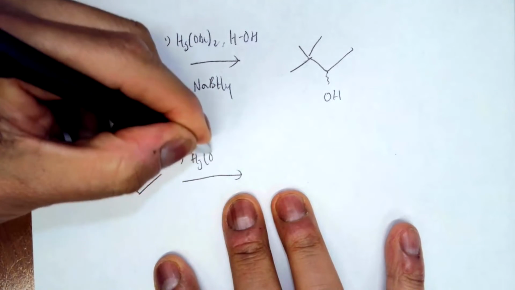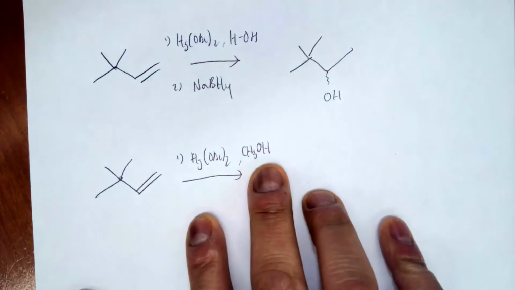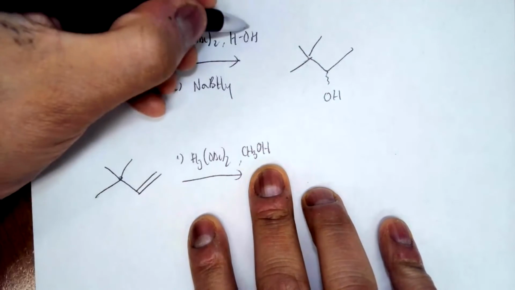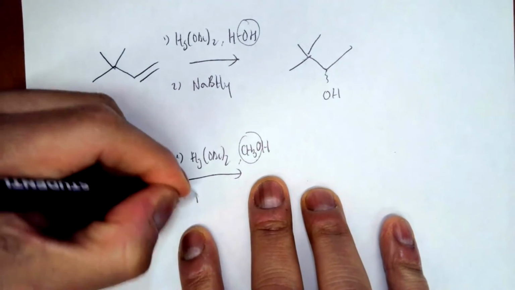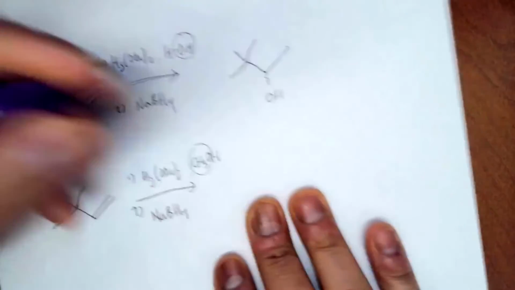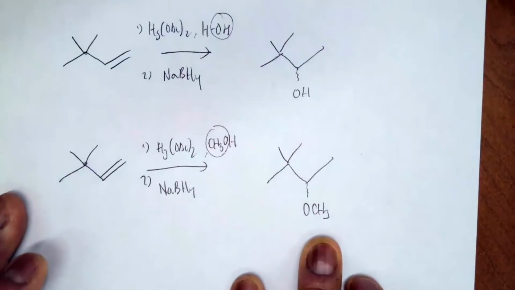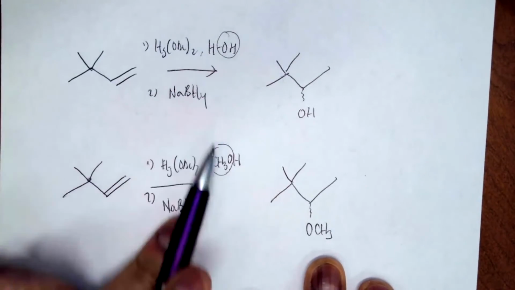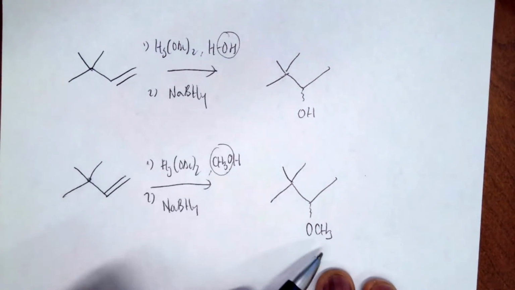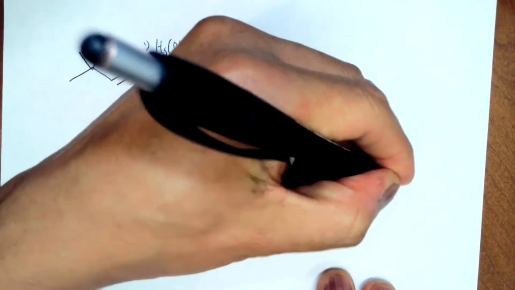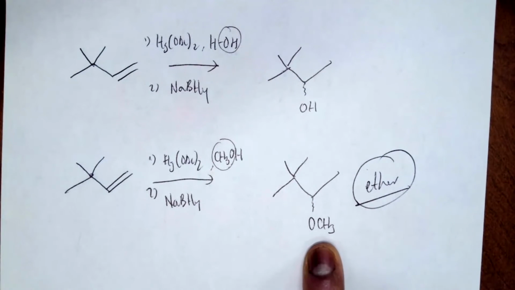Can I do it? Yes, you can do it, but I have only seen it with alcohols. What about if I use methanol instead of water? My nucleophile will be methoxide. So what is the outcome? Now I will get OCH3. Interesting, right? I replace water with an alcohol, and then instead of getting OH, I get OCH3. Now you guys know how to make ethers from alkenes.